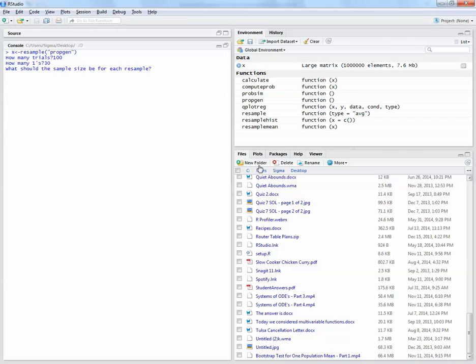What should the sample size be for each resample? We want it to be 100, the same as the number of original trials. And how many resamples do you want? We want 10,000, so those are still kind of the same thing.